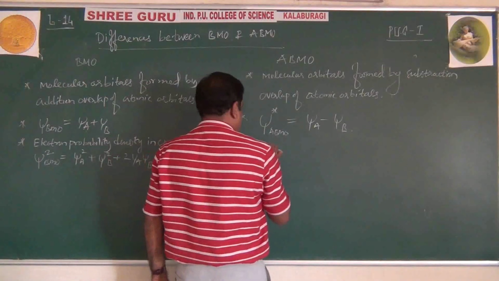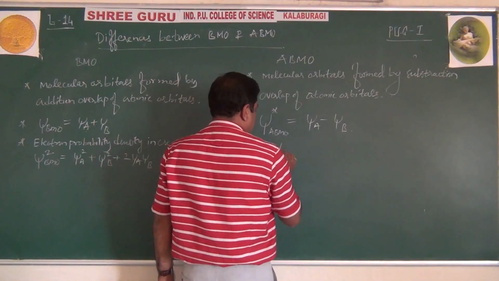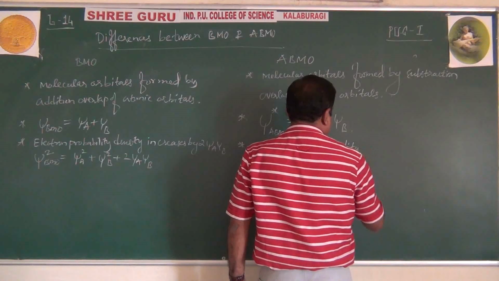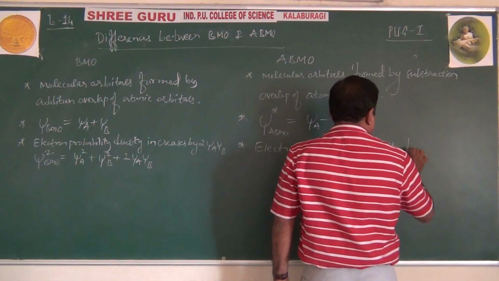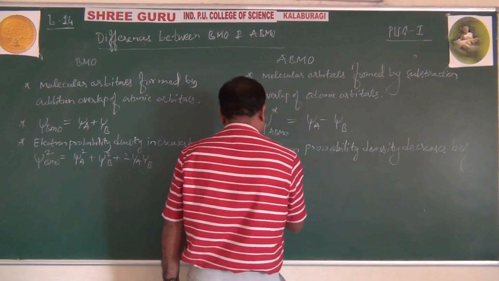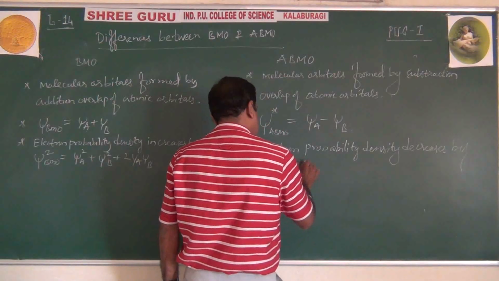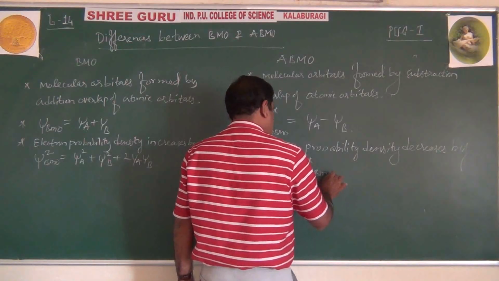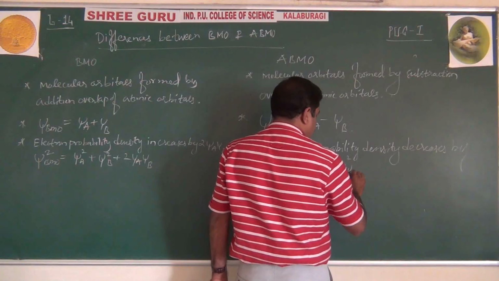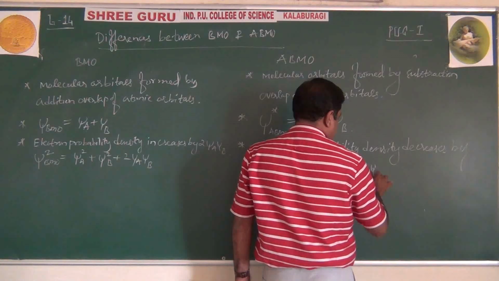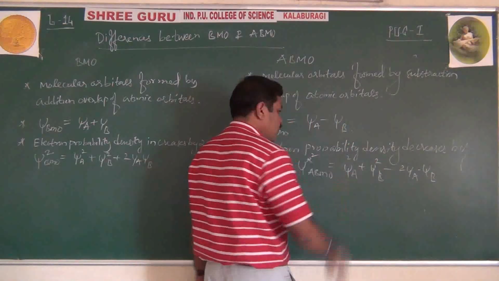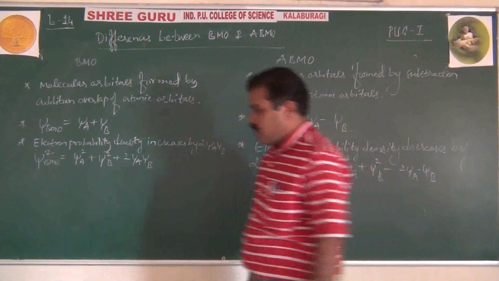Here the electron probability density decreases by 2 psi A psi B. That means psi star square ABMO is equal to psi square A plus psi square B minus 2 psi A into psi B. Okay, very important, three important differences.